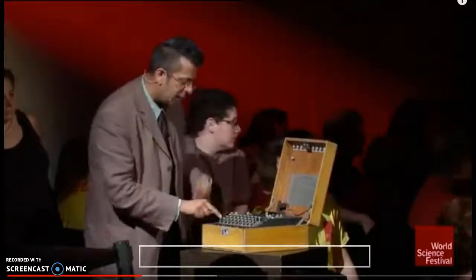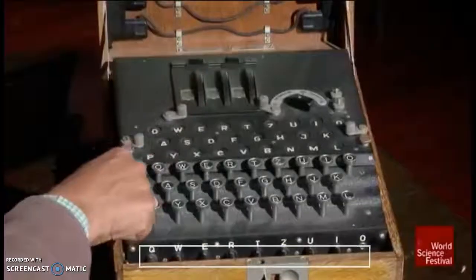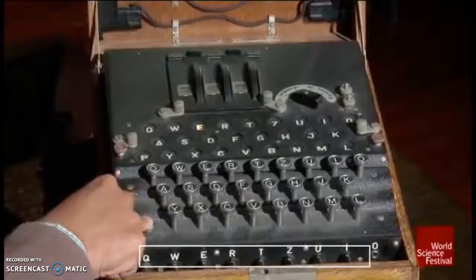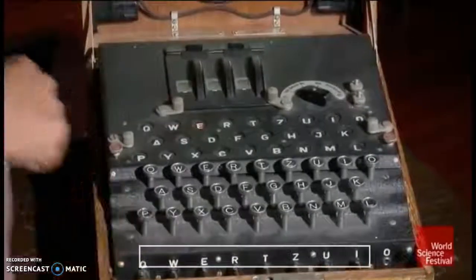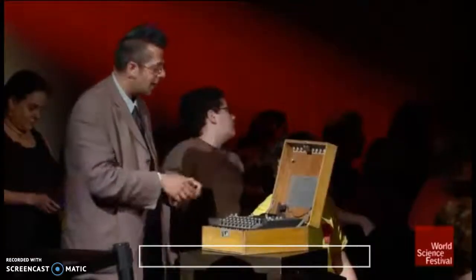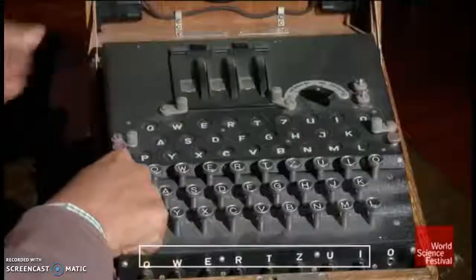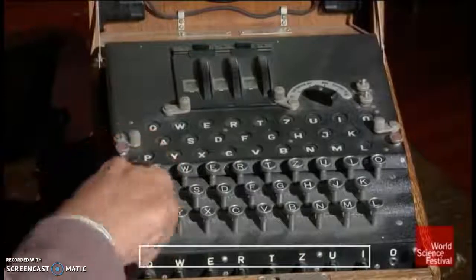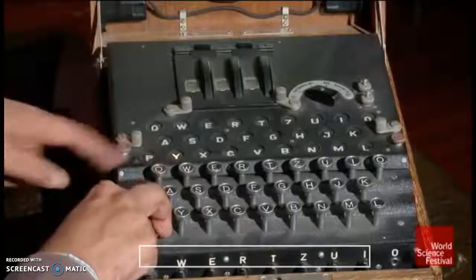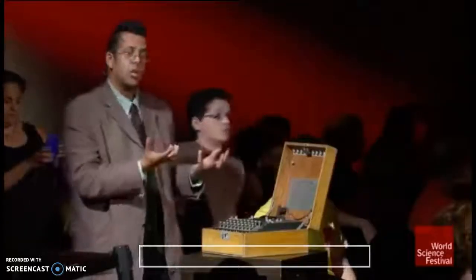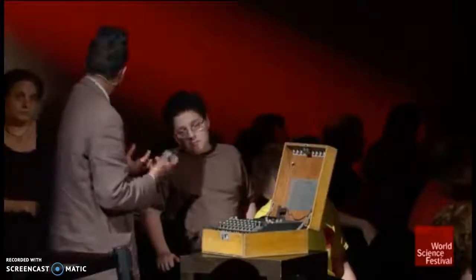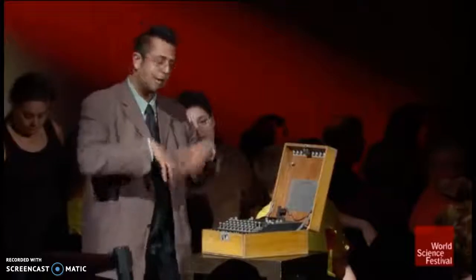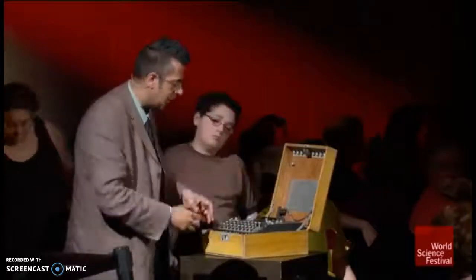Right here, if I type in the letter P, let's see what happens. The letter E lights up. So P is encrypted as an E. But what's really clever about the Enigma is if I type in an E again, a P again, a V lights up. If I type in P again, a Y lights up. So we have a random letter generator. The encryption doesn't seem to follow any kind of pattern. And if you want a good form of encryption, that's what you need, a kind of random letter generator.